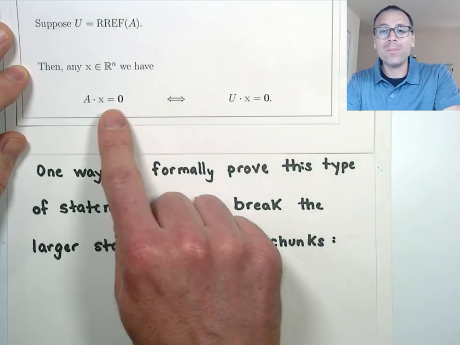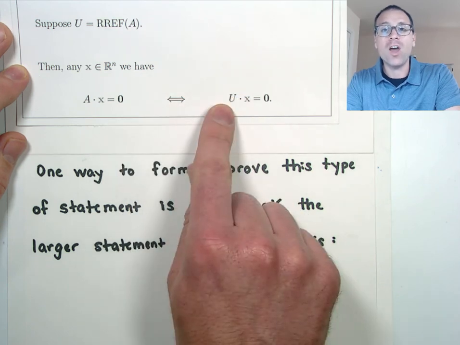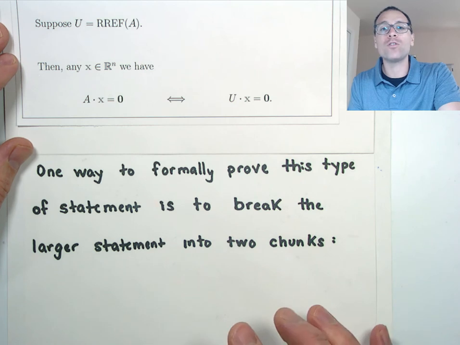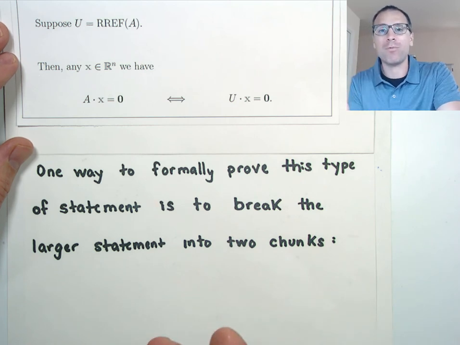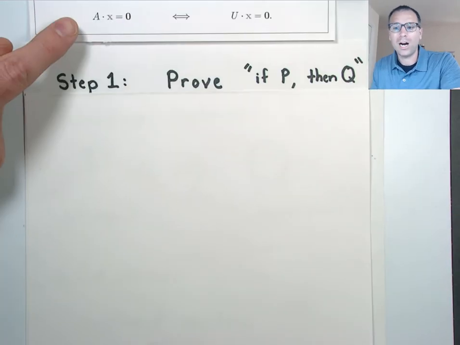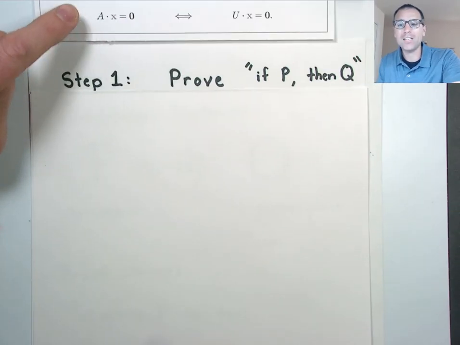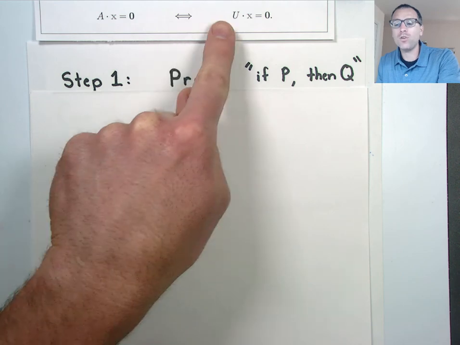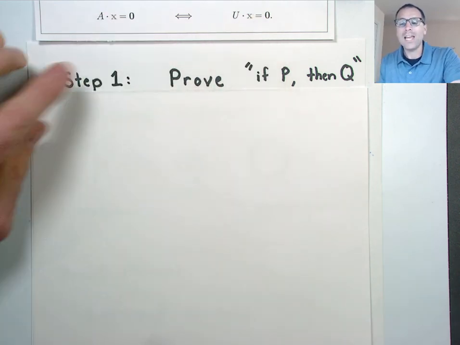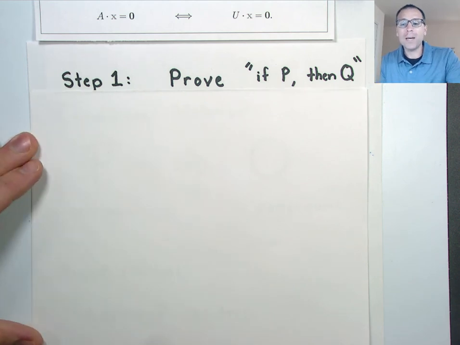In order to formally prove this biconditional statement, we're actually going to break it down into chunks. This is a quick review for those of you that have not seen this type of proof formally, or if you took the proof class a little while ago and you need a refresher. Our goal here is to prove A times x equals 0 if and only if U times x equals 0. This is the statement P, that's the statement Q. In order to do that, we're going to break it into two separate steps.